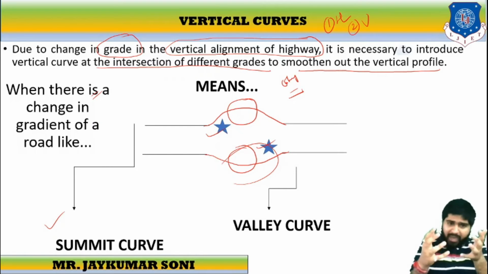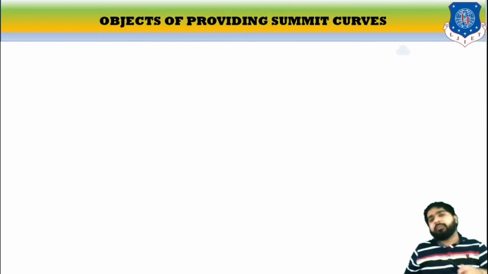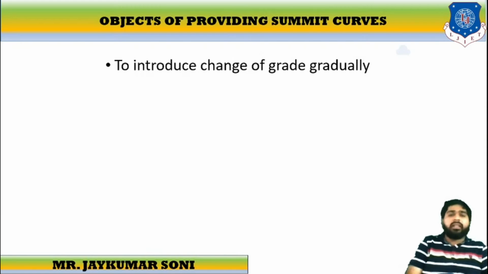They are of two types, summit curves and valley curves. Now let us discuss the objects of providing summit curves. Why is it required to provide summit curves? The first point is to introduce the change of grade gradually.